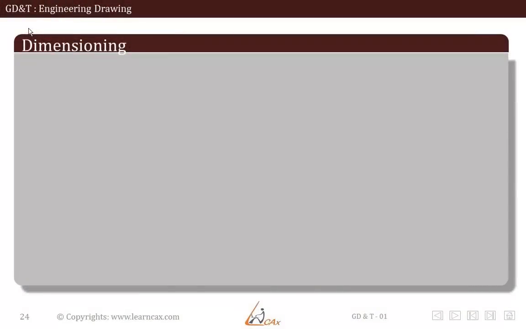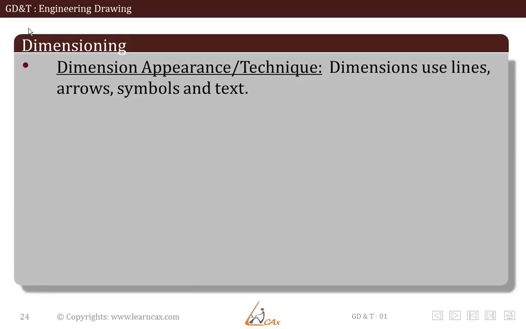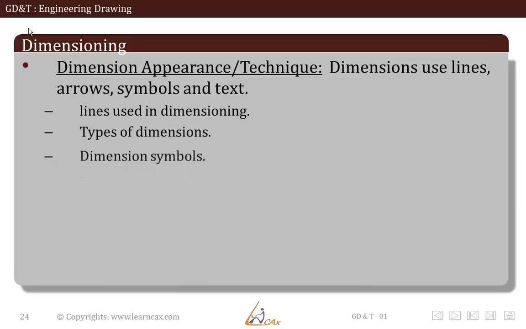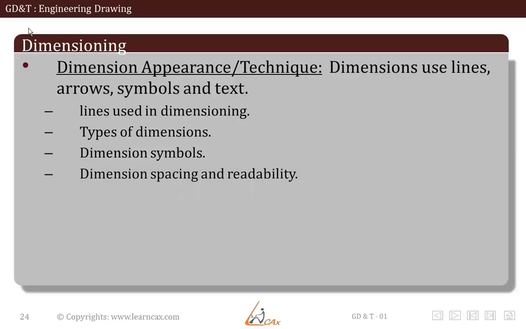Let us focus on geometric dimensioning now. For dimensioning, we usually use lines, arrows, symbols and text. Let us now see what all we have to study. We'll study the lines used in dimensioning, the types of dimensions, dimensioning symbols, dimensioning space and readability, and finally dimension placement.